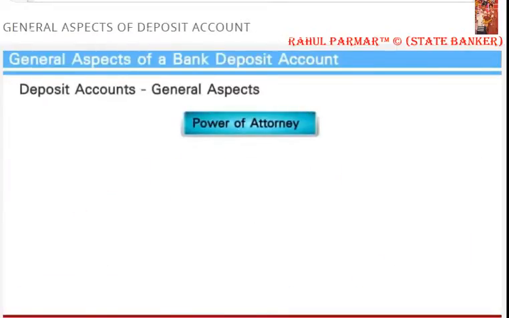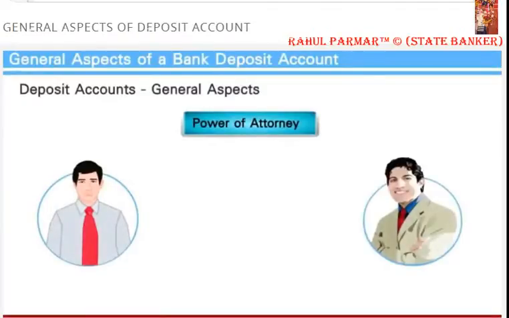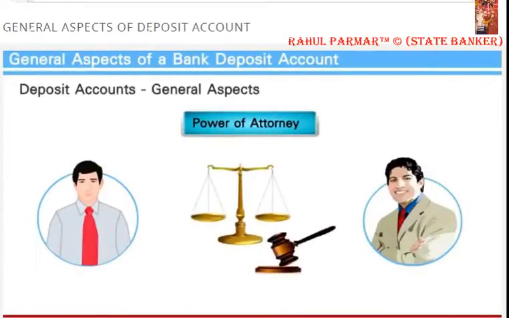Power of attorney. At times, a customer or depositor wants one of his known persons to carry out business transactions on his or her behalf. In such instances, he or she needs to issue a power of attorney to the bank to allow his or her attorney or agent to transact with the bank in his or her absence. Power of attorney can be general or specific, but it should be duly stamped as per the Indian Stamp Act.